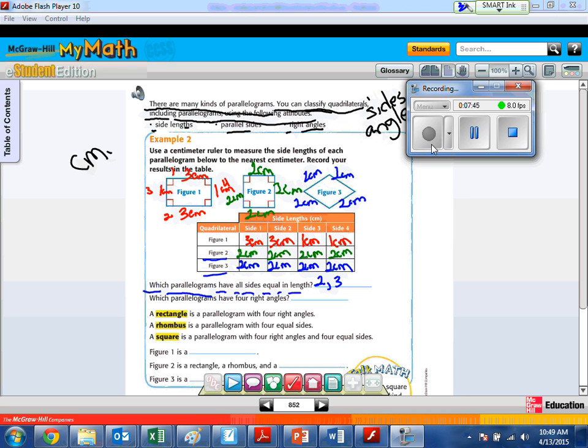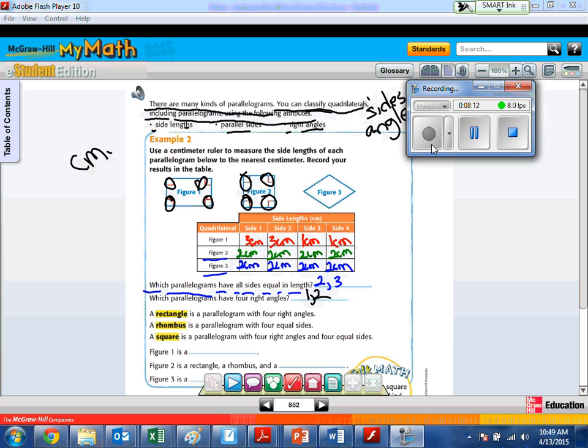And then it says which parallelograms have 4 right angles. Well, this time, let me just go ahead and erase all this up here. Let's take a look at our figures and which ones have the right angles. Remember, for right angles, you can fit a nice square into the corner, or they should have squares. Well, notice figure 1 and figure 2 have those squares inside the corner, so that would be figure 1 and figure 2. So now let's take a look at some of that vocabulary.